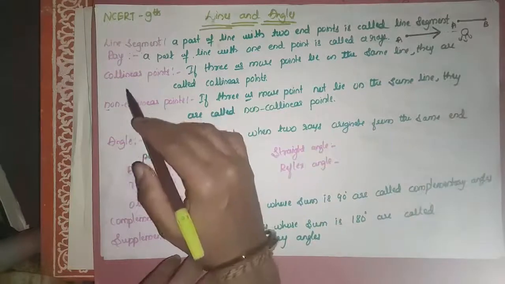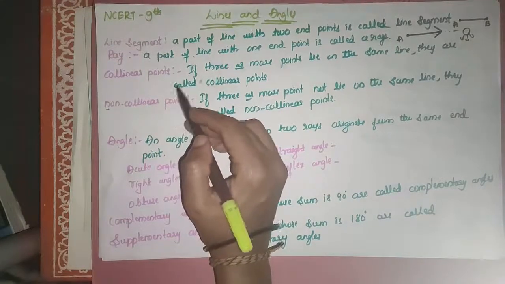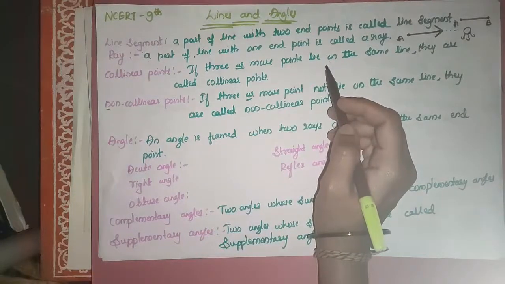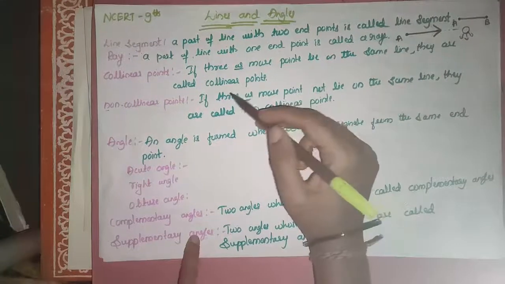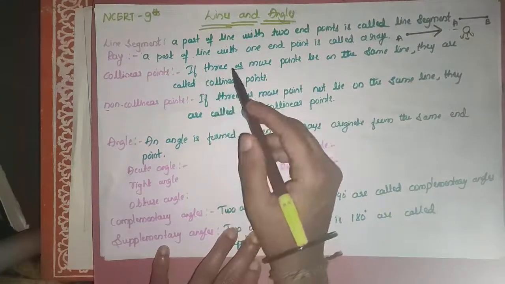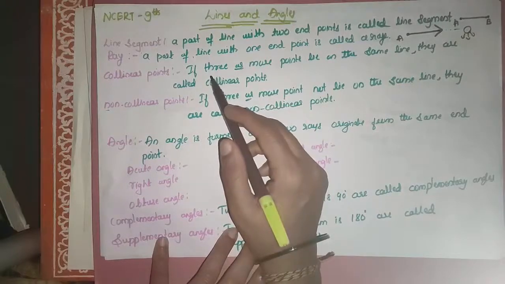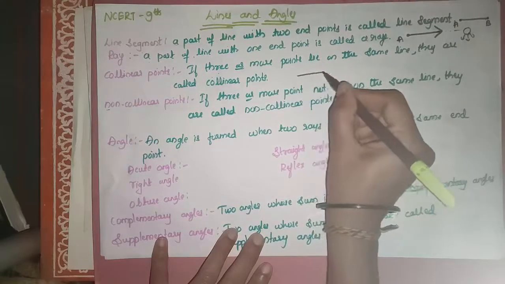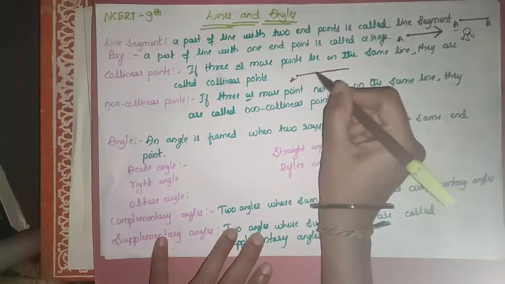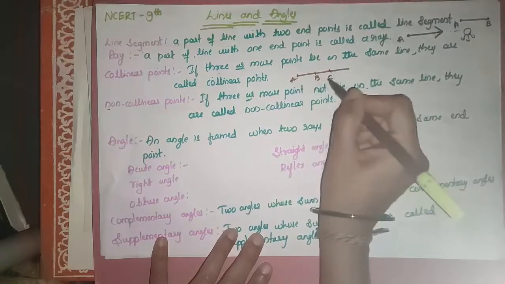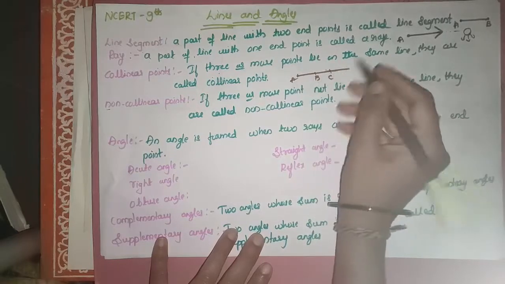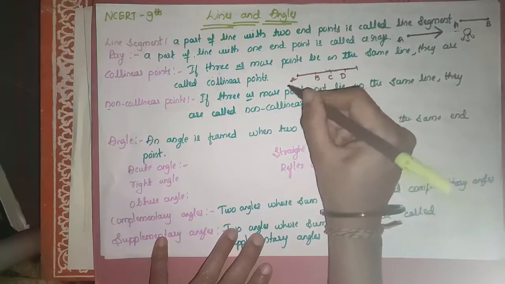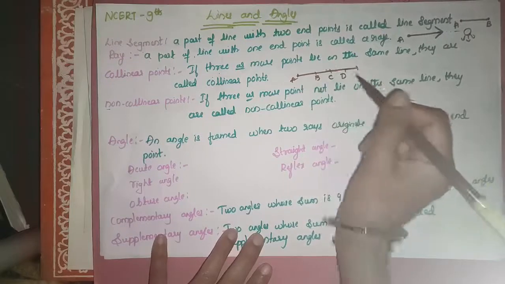So next, collinear points. If three or more points lie on the same line, they are called collinear points. If three or more, more than two, the points lie on the same line. Consider three points lying on the same line; these are called collinear points. If more than three, you can take many points. These are on the same line, so that's why these are called collinear points.